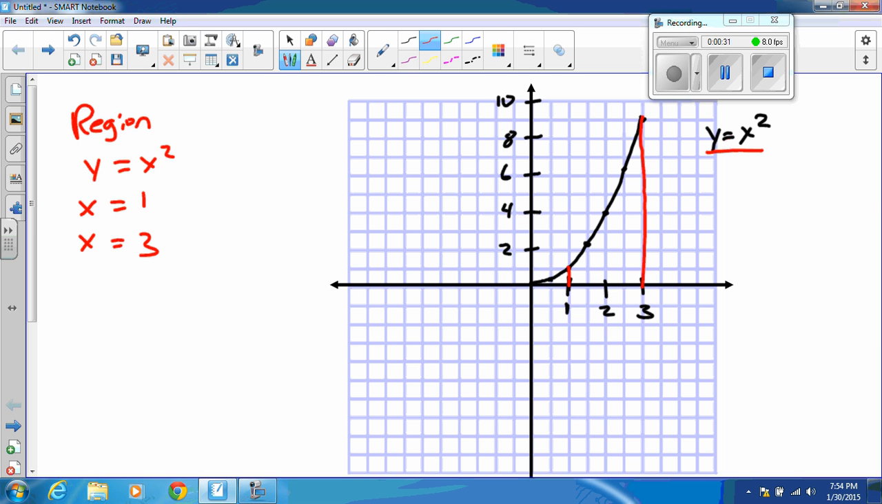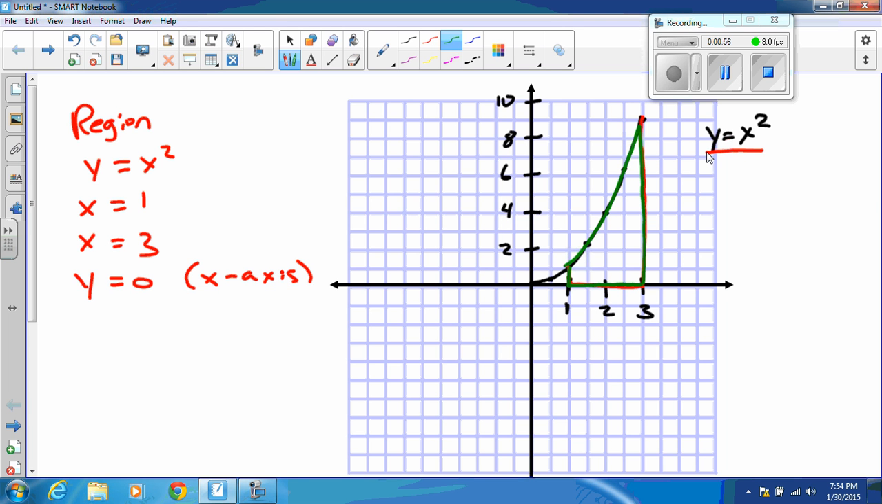And finally, the x-axis, or the line y equals 0. And I want you to observe that these four curves together create a completely enclosed region. And what we're interested in is the area of this region.